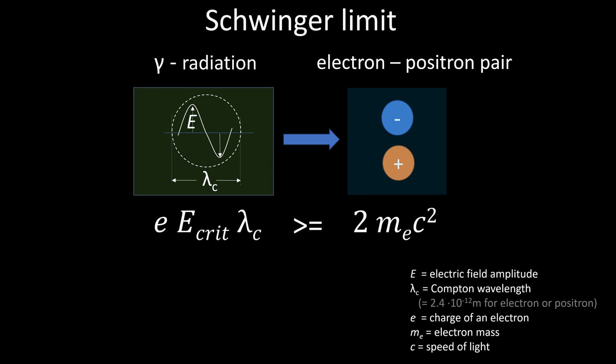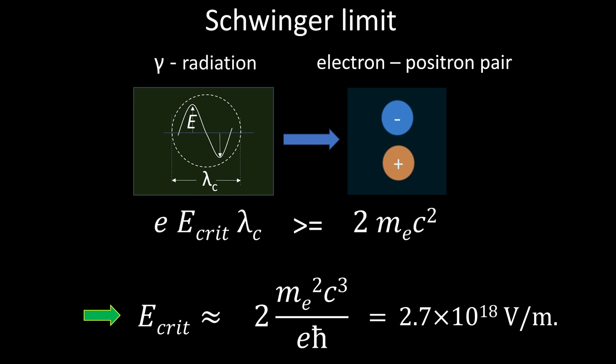Now if you look at the minimum or critical field needed for this particular conversion and rewrite the energy balance as it is stated here, we find a value of 2.7 times 10 to the 18 volts per meter for the minimum field. And for those of you that paid attention, this value is actually 2 times the value mentioned earlier for the Schwinger limit, but that is because here the non-linear behavior resulted in the creation of 2 particles and not a single one.